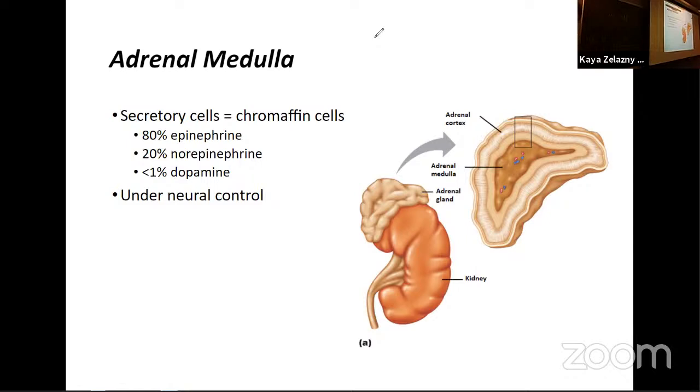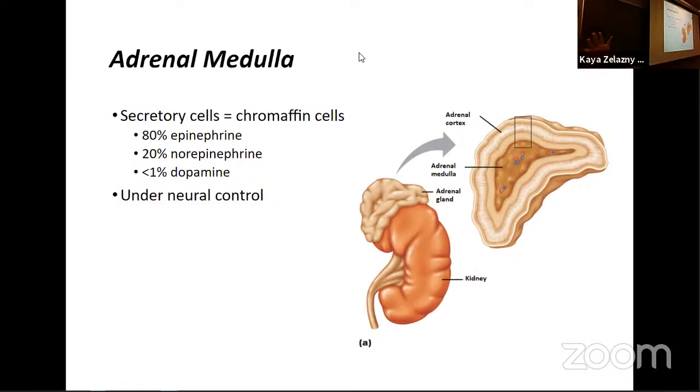So the adrenal medulla is under neural control, in contrast to the adrenal cortex, with all those hormones we just talked about, which is mainly under the control of those tropic hormones coming from the anterior pituitary and not the thalamus.